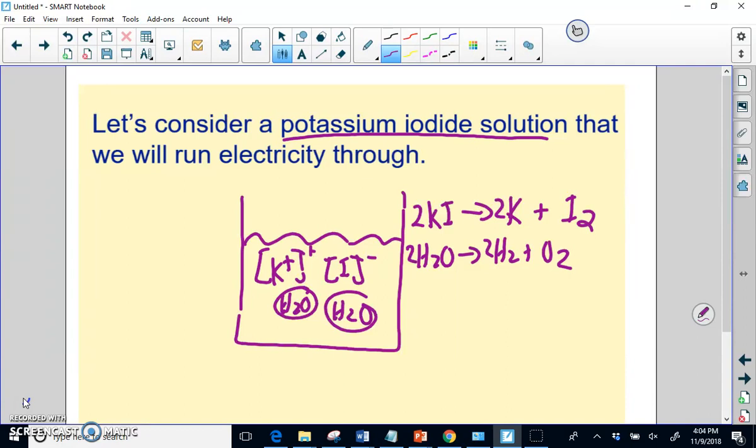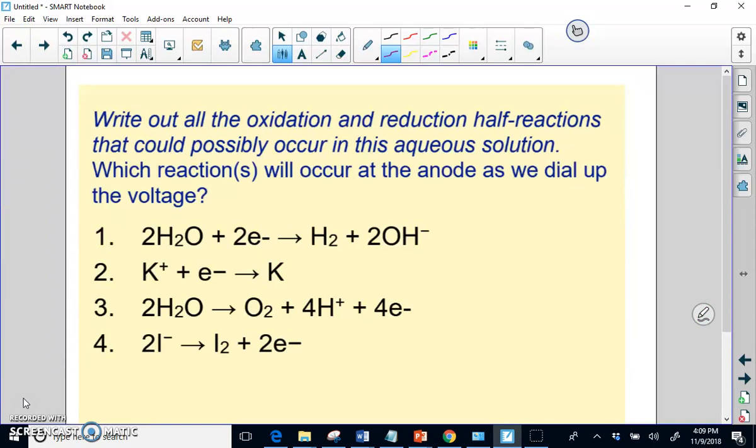What you have to do, which I did on the next slide, is break these into their half reactions. And again, figure out which ones are the least negative. The one that's the least negative oxidation is going to occur, and the one that is the least negative reduction is going to occur. So if we look at these half reactions, this is the half reaction from the electrolysis of water that we found on our chart.